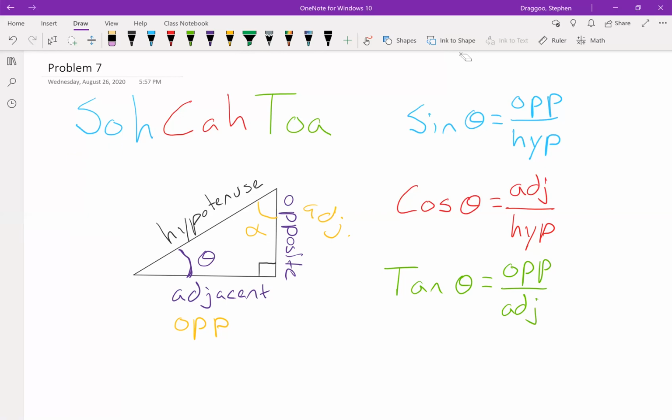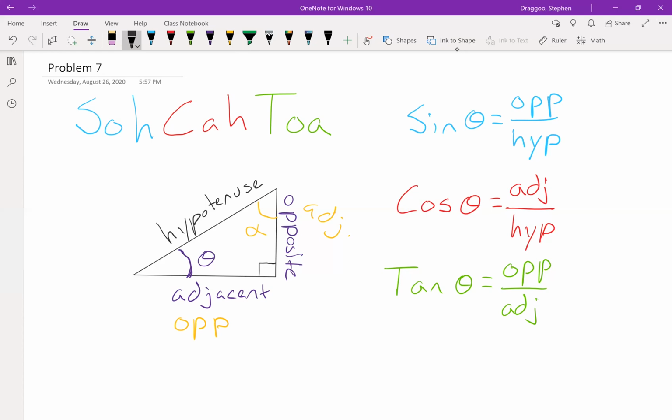Cah, the middle syllable: cosine is adjacent over hypotenuse. And finally, the third part of SohCahToa is Toa. It relates tangent to the opposite side over the adjacent side. So those are the three basic ones, and the best way to remember them, again, is SohCahToa.